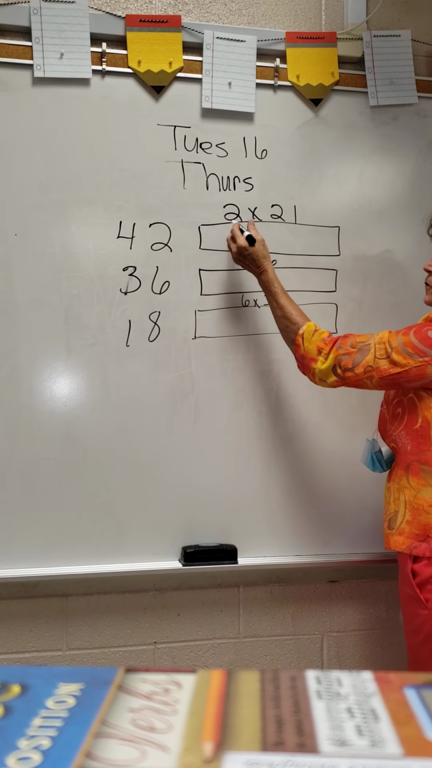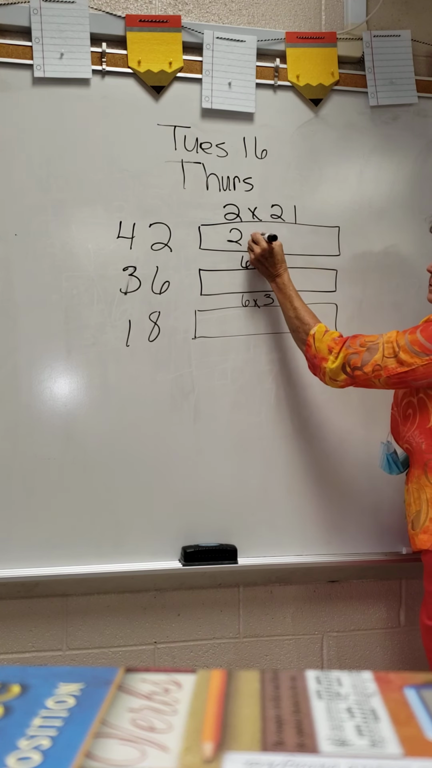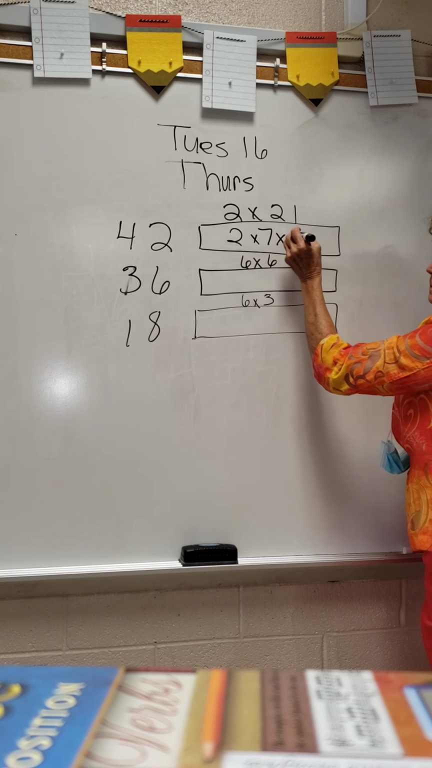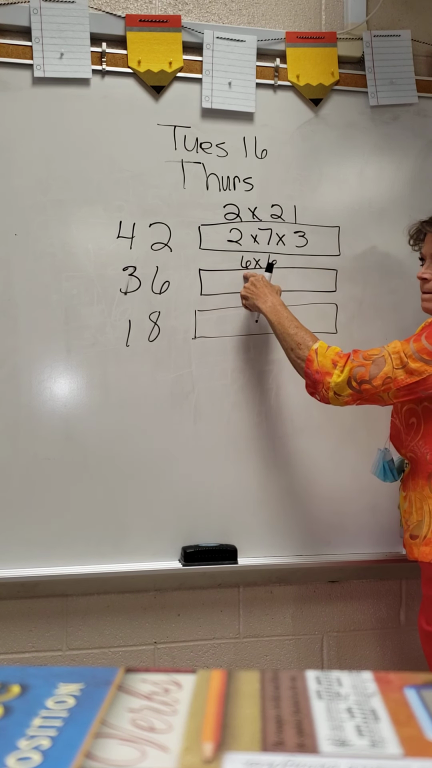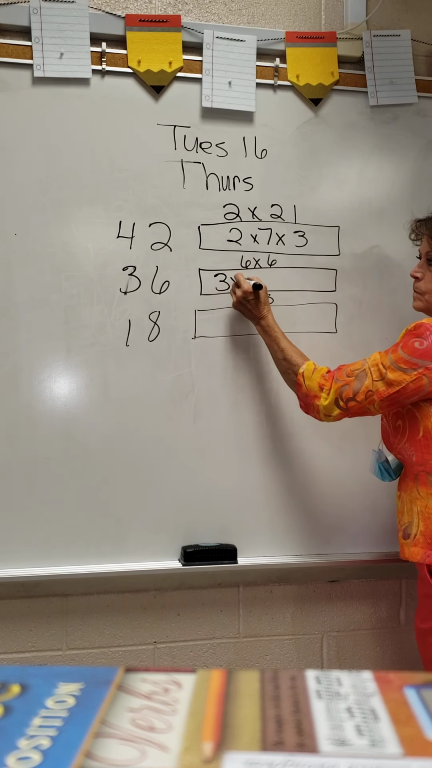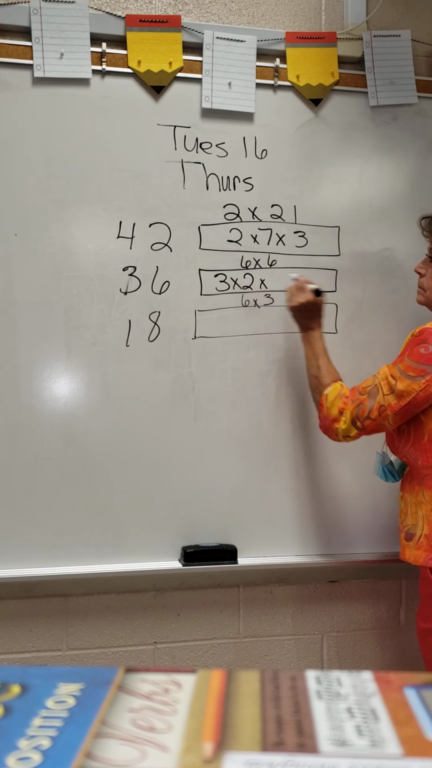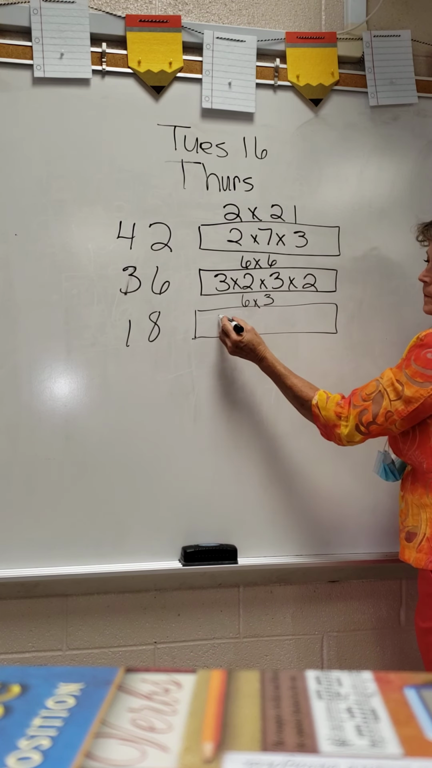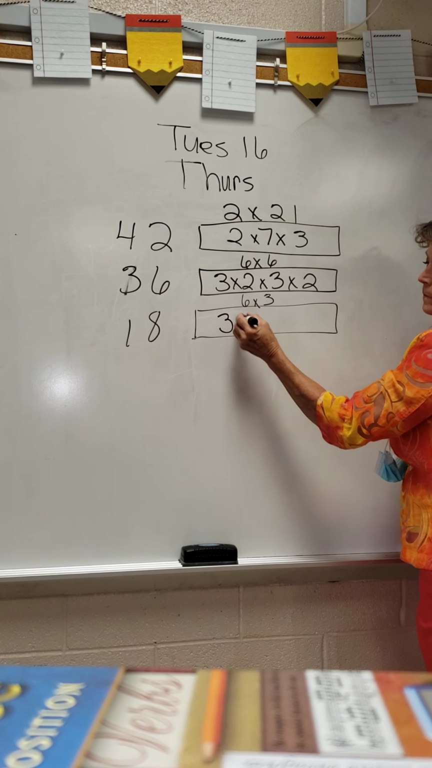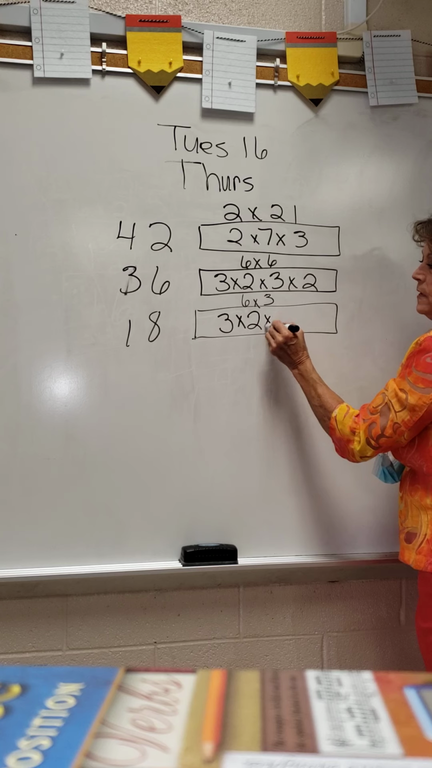Let's break it down. 2 we keep. Well, how can we break 21 down? 3 times 7. Good. 6 is 3 times 2. 36 is 3 times 2 times 3 times 2. Exactly. What about this one? 3 times 2 times 3. 3 times 2 makes 6, and then bring down the 3.